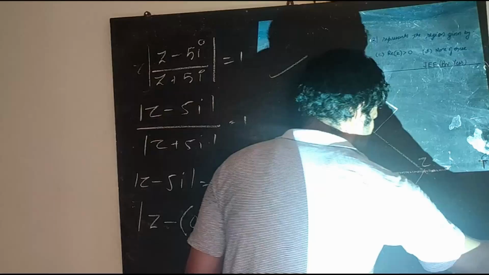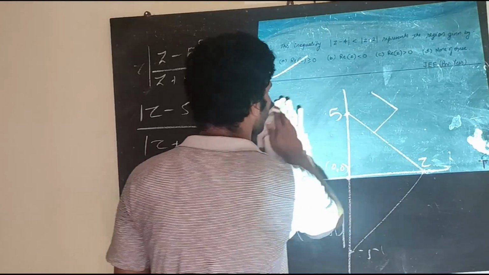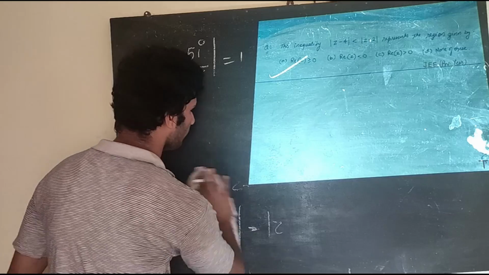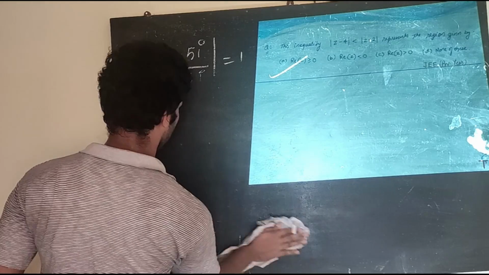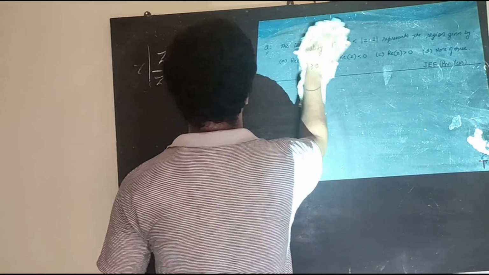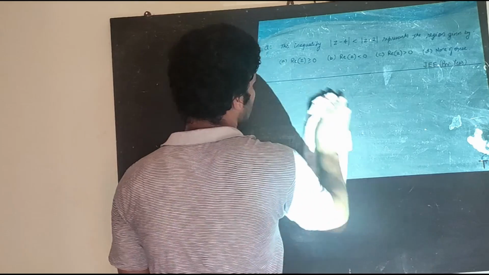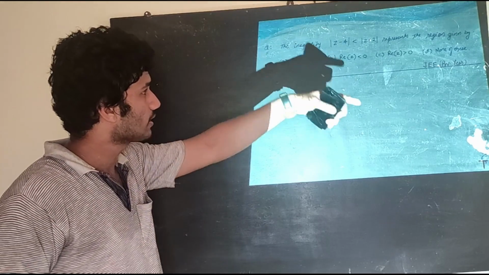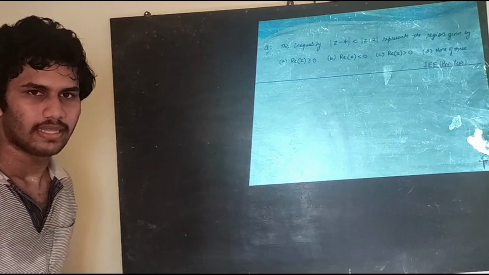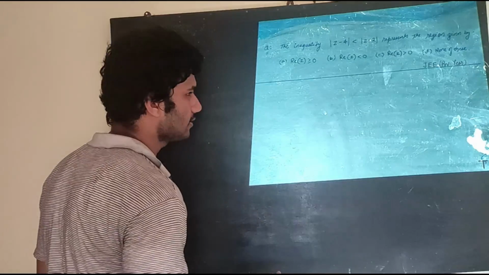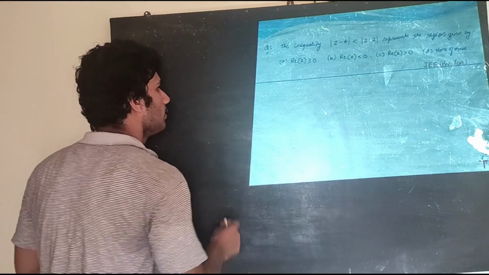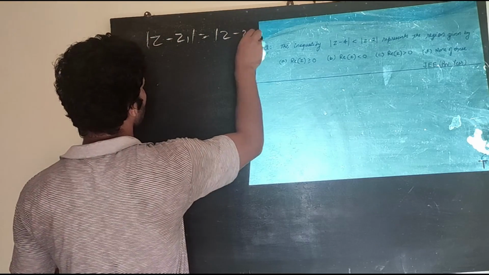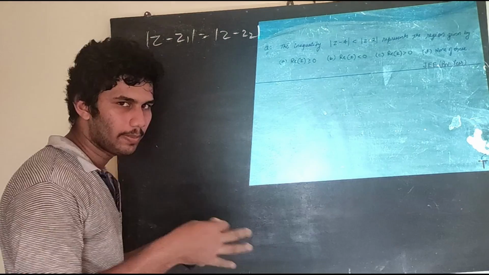Now, the next question. These are very interesting questions. These are only for visualization questions. Trust me. The inequality modulus of z minus 4 less than modulus of z minus 2 represents the region where. Again, let's first think of the theory we have. If modulus of z minus z1 is equal to modulus of z minus z2, then it lies on the perpendicular bisector of z1 and z2.